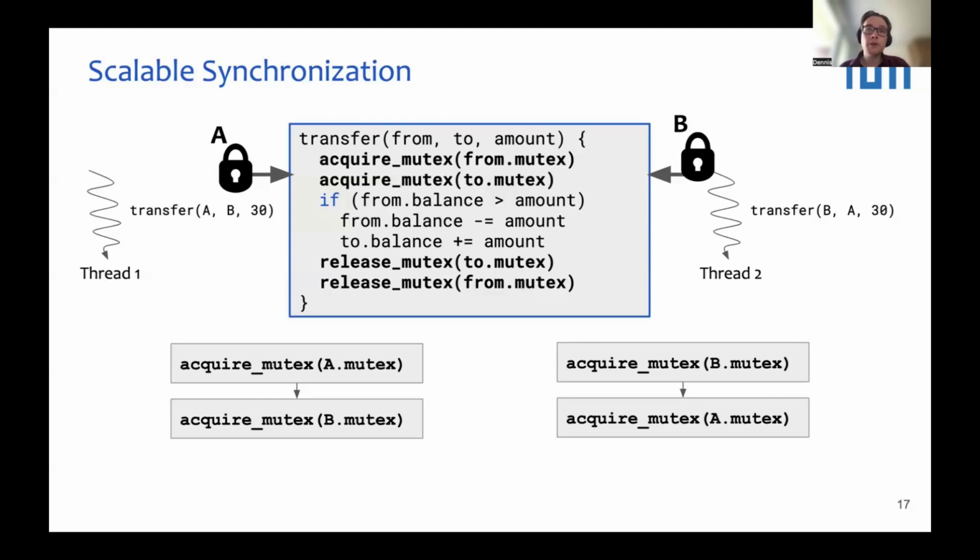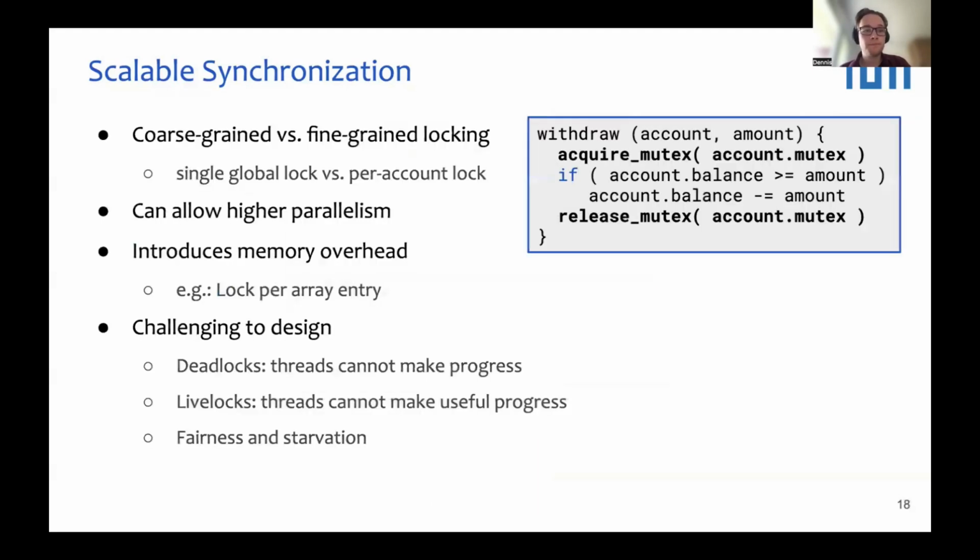So now the left thread is waiting for the right thread to complete and release the mutexes, but the right thread is waiting for the left thread to complete and release the mutexes. So now they are indefinitely waiting for each other. This is what we call a deadlock. And in this particular case, there is no way out of this because they will just keep waiting indefinitely.